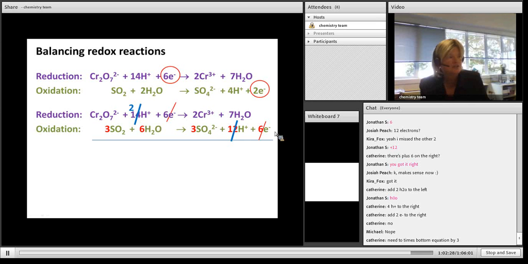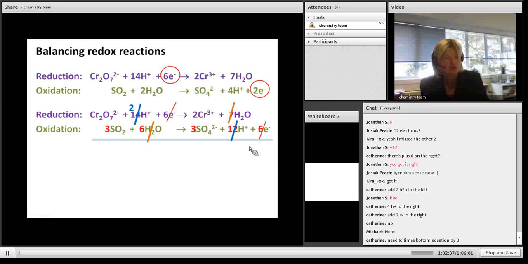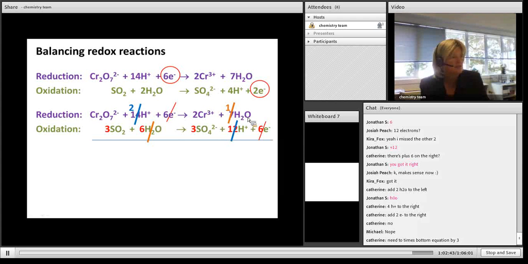And can you see with the water, all the water down here is going to cancel with 6 of them up here, leaving me with 1 water left. And if I add it up, dichromate, 2 hydrogen ions, 3 sulfate, 3 SO2 molecules, that's all been cancelled. 2 dichromates, 1 water, and 3 sulfates. And that is a balanced equation.